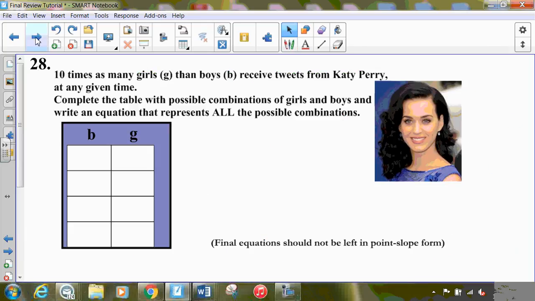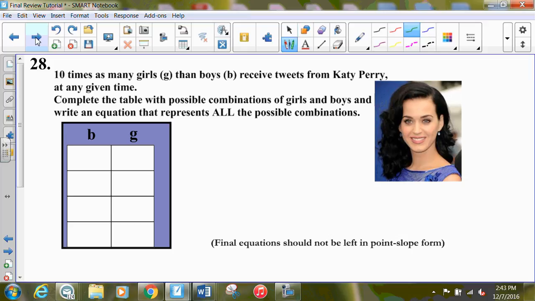10 times as many girls and boys received tweets from Katy Perry. I made that up. At any given time, complete the table with possible combinations of girls and boys. Write an equation that represents all the possible combinations. So if one boy receives a tweet from Katy Perry, how many girls received a tweet? That's right, 10. 2 boys, 20 girls. 3 boys, 30. Okay, can we see what the slope is here? I mean, it tells us, right?